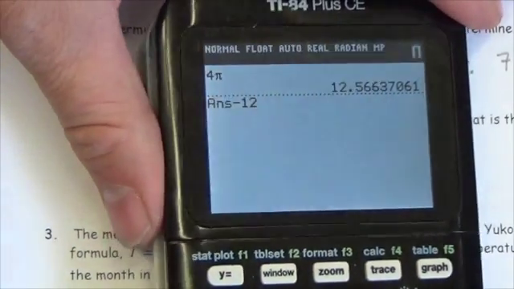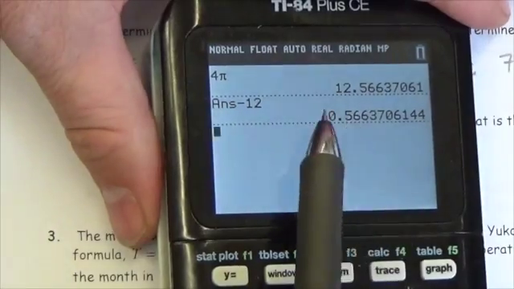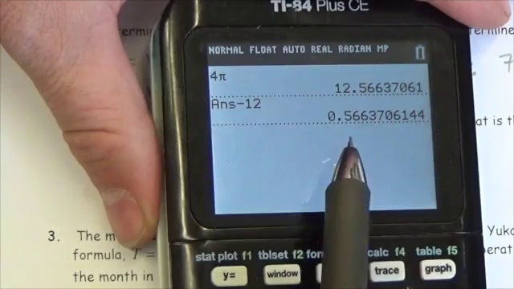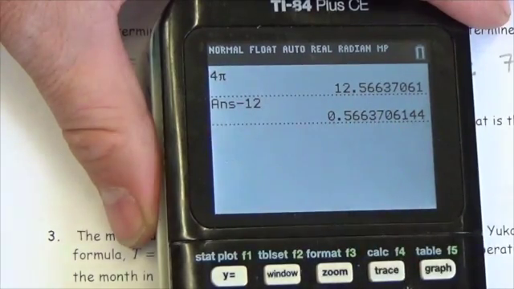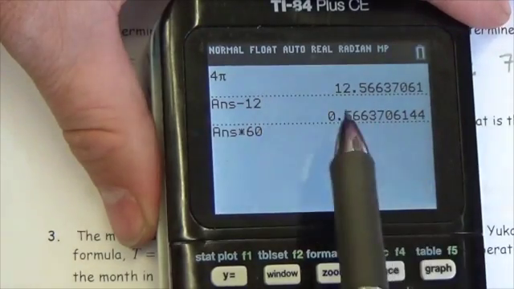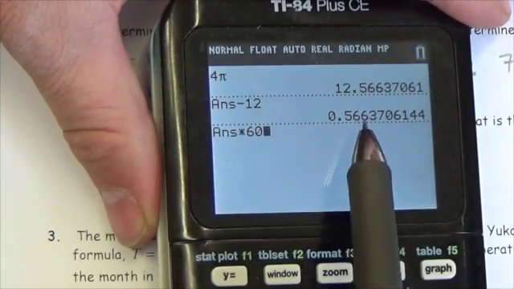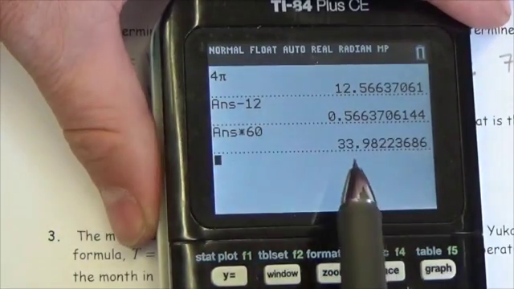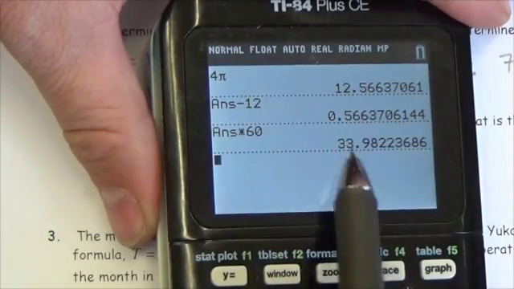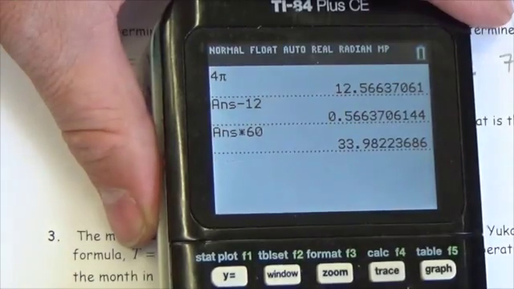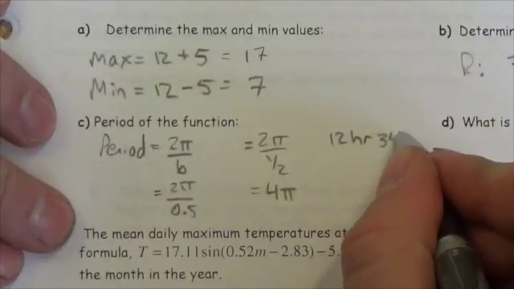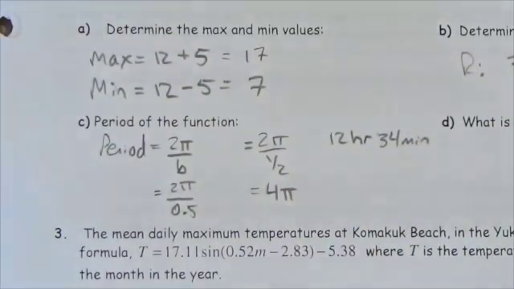So what I'm going to do is take that 12 off of that number to start off with, just so that I'm looking at the decimal there. And now I want to figure out what fraction of an hour that is. So there's my decimal value. I'm going to multiply that by the number of minutes in an hour, 60. So this represents 0.5663 blah blah blah of an hour, so multiply it out, and I'm getting roughly 34 minutes. In this case here I will round that, so 12 hours 34 minutes approximately.